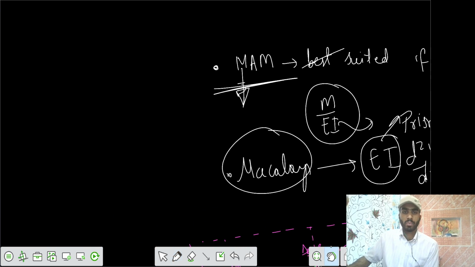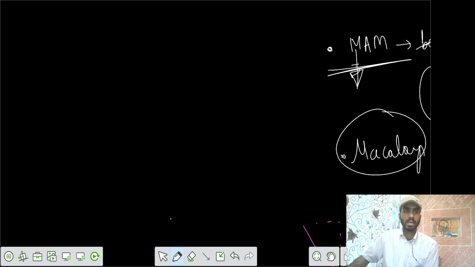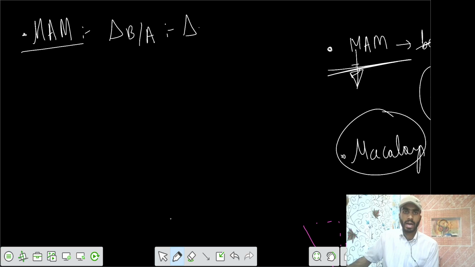And the next point about the moment area method is that it has some limitations also. When we write delta B with respect to A, that means if you want to find the deflection at B with respect to point A, the point A should be what we call a reference point. When we say with respect to A, that means this point A is a reference point.